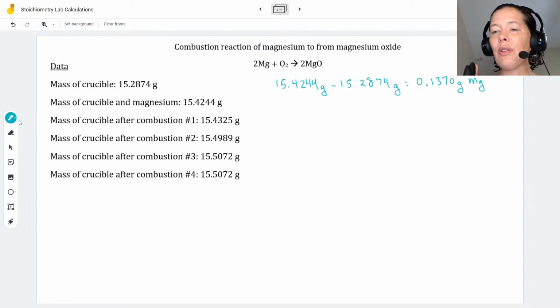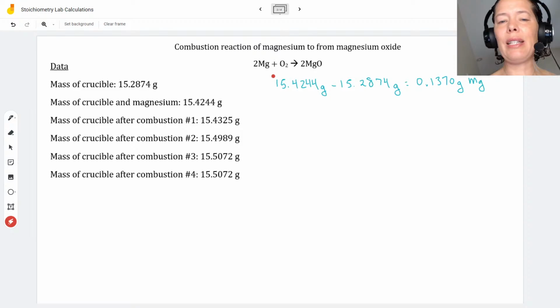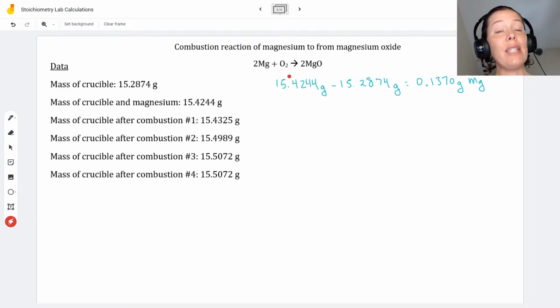Now, another thing I do want to note is I do have a limiting reactant. So maybe I should go back to this. So I have two reactants, magnesium and oxygen. Well, the magnesium comes from the small piece of magnesium that you put in the crucible. But something that might not be so obvious is, where is the oxygen coming from? Well, it's just coming from the air around you. So which one of these is going to limit my reaction?